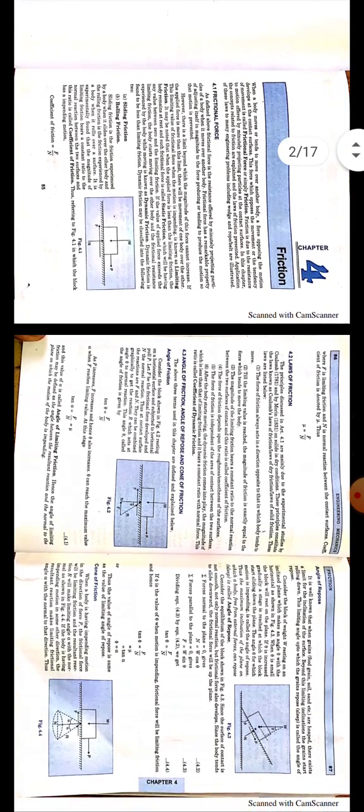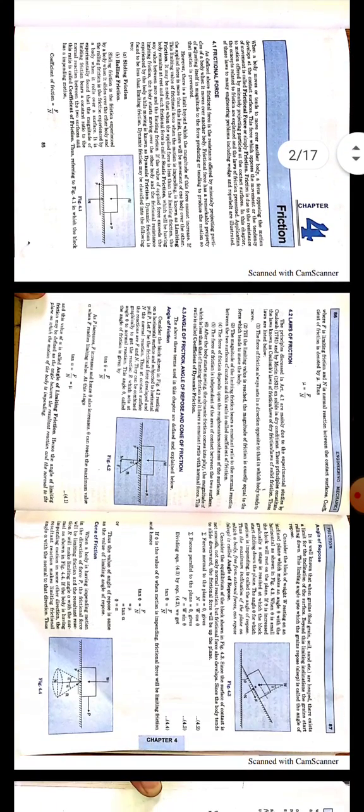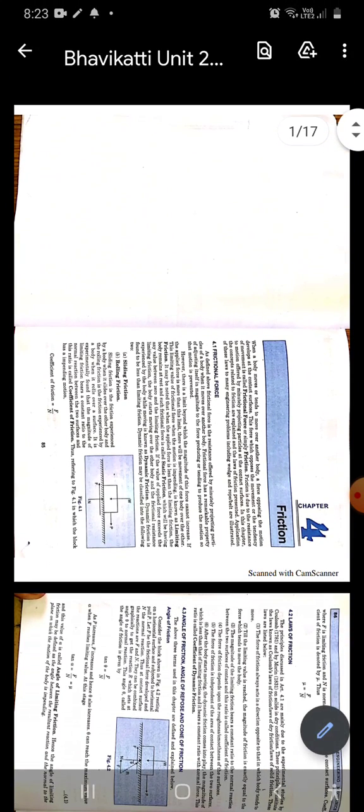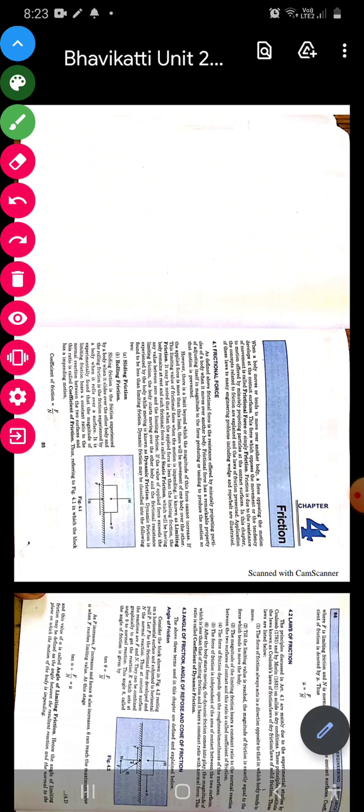This class is for revision of Unit 2, Friction. As we have discussed a few of the basic concepts of friction, we will be directly going to the problems and solving the problems. Just let us have a recap of what we discussed.